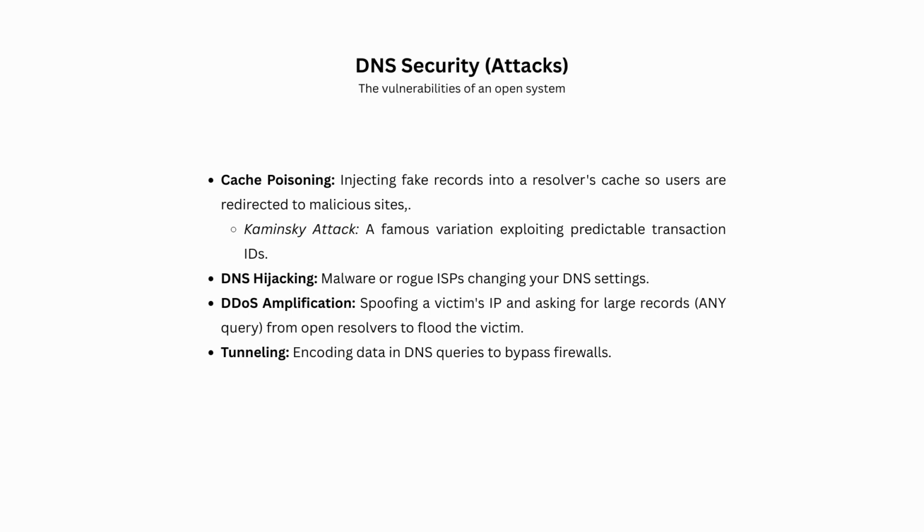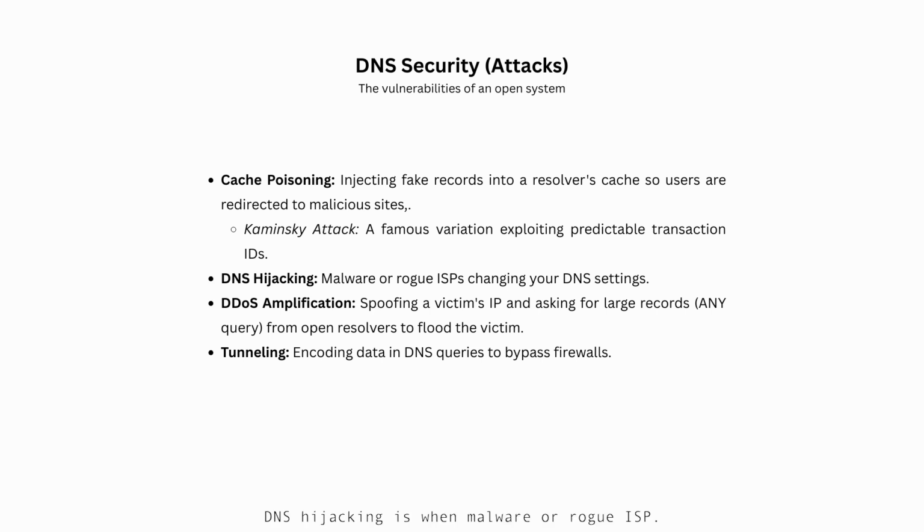Let's cover the main attacks. Cache poisoning is the classic attack. An attacker races the real server. If they get a fake answer to the resolver before the authoritative server does, the resolver caches the fake IP. Now everyone using the resolver goes to the hacker's site instead of the real one. Imagine a bank clone stealing credentials. The Kaminsky attack was a famous variation exploiting predictable transaction IDs.